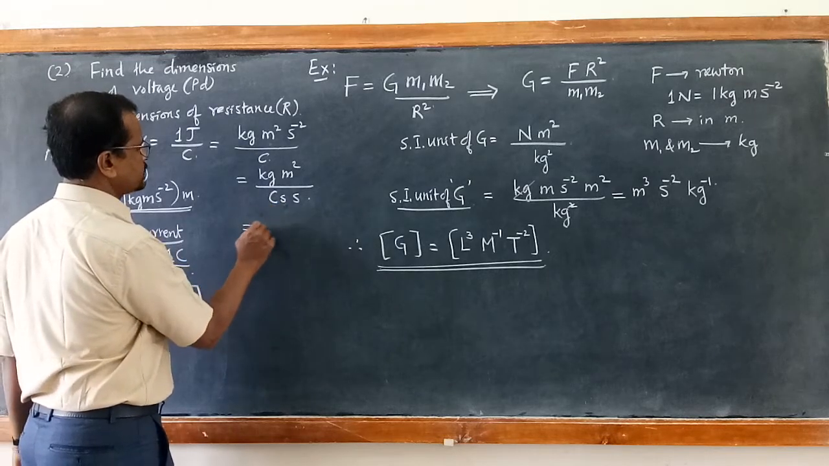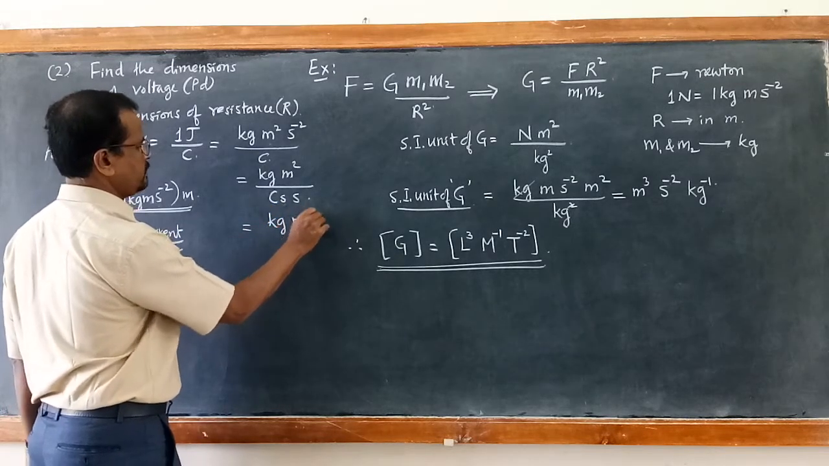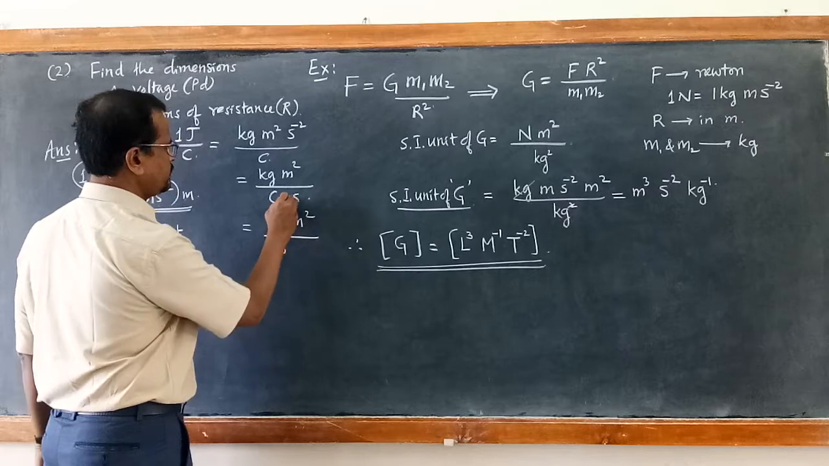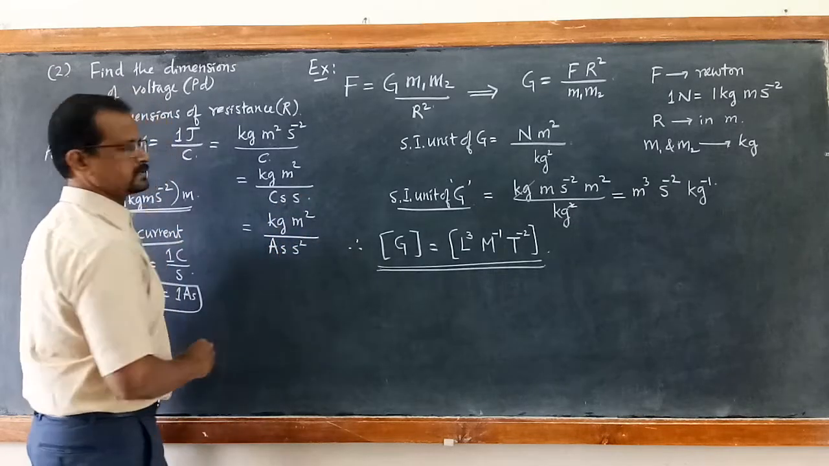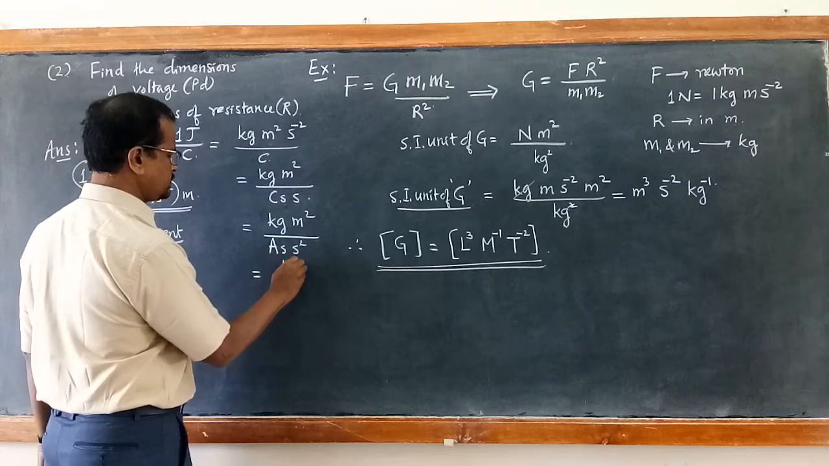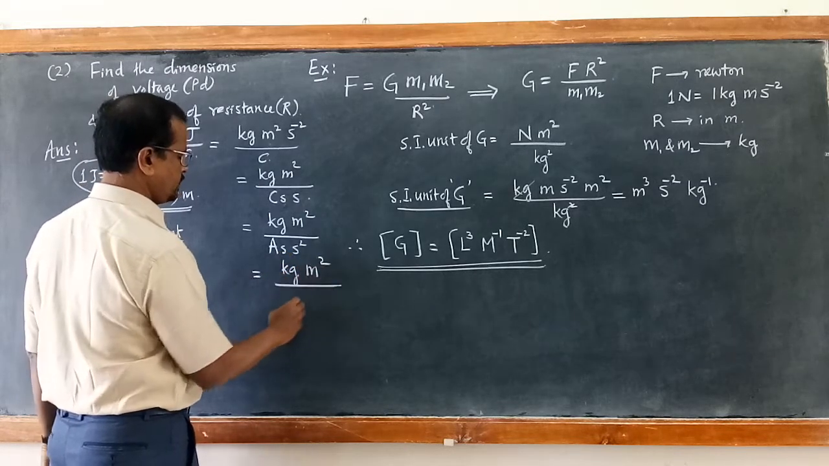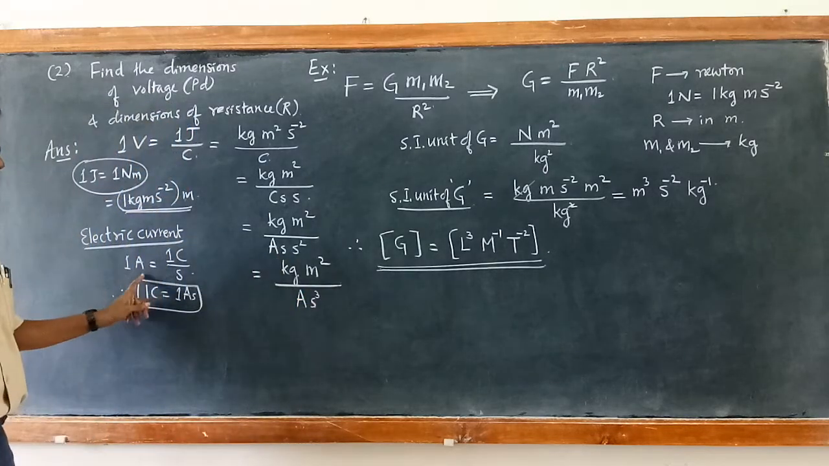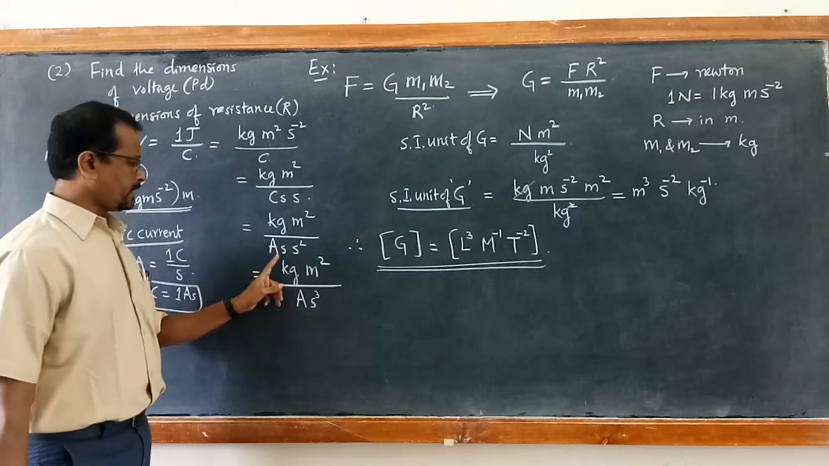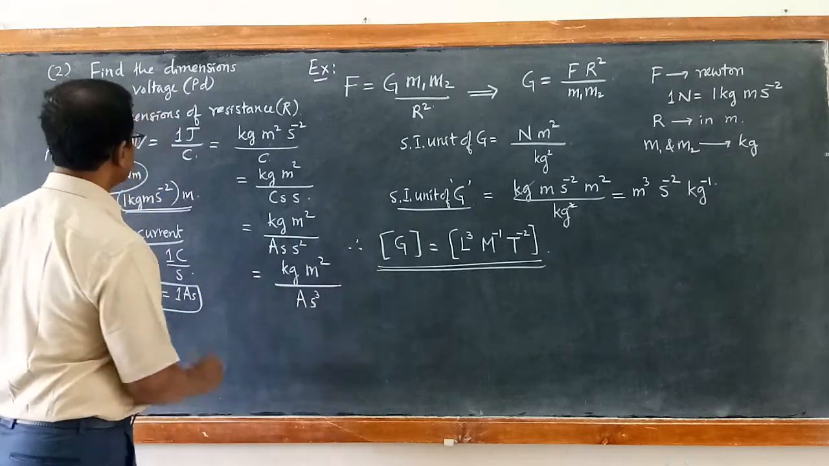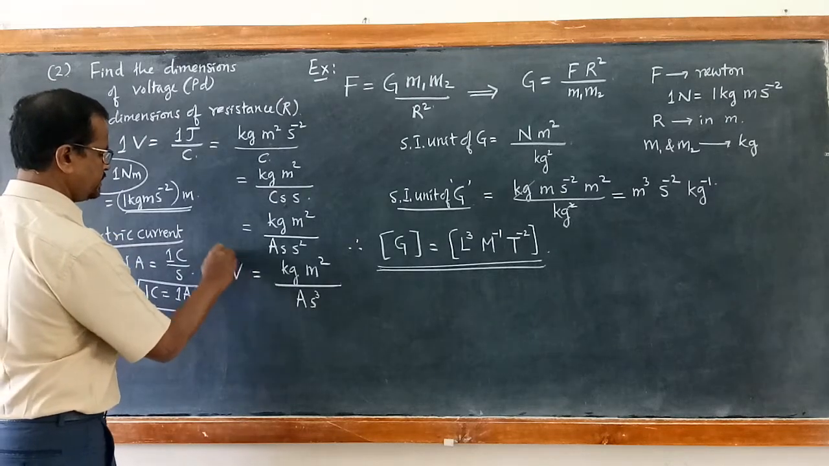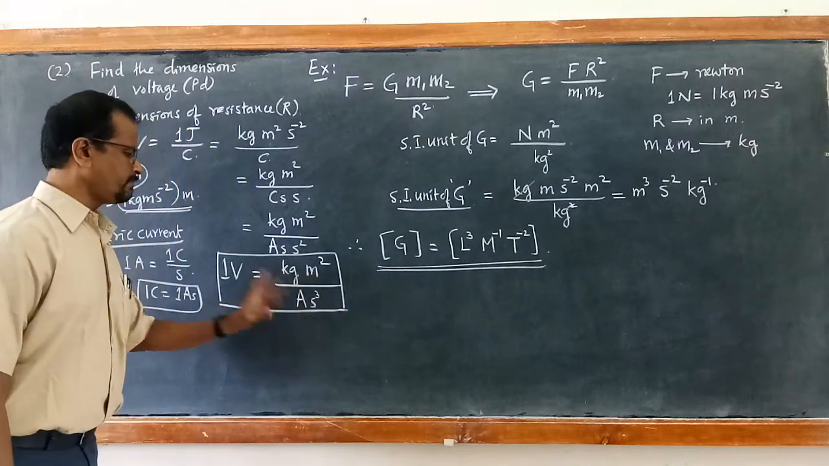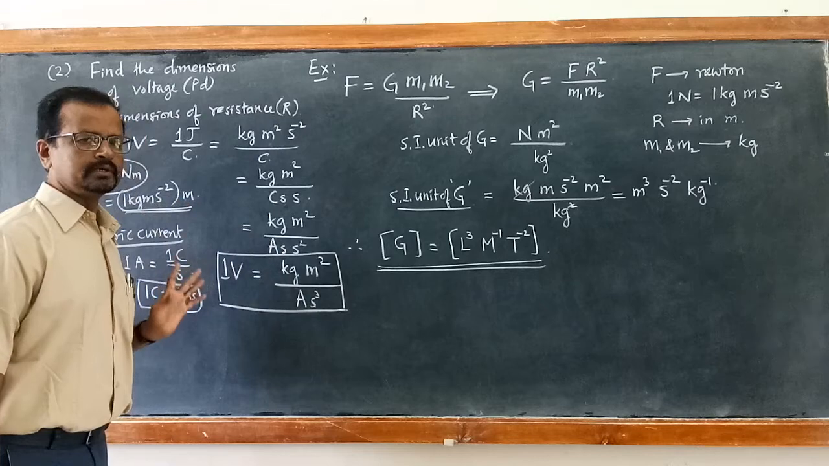One coulomb is equal to ampere second. So kg meter square, 1 coulomb is equal to ampere second, into second square. Thus I can write in terms of base units as kg meter square per ampere second cube, because 1 coulomb is equal to 1 ampere second. Therefore, I can write it as ampere into second cube. Thus, 1 volt I get in terms of base units as 1 kg meter square per ampere second cube.